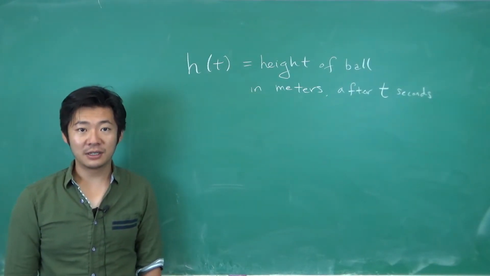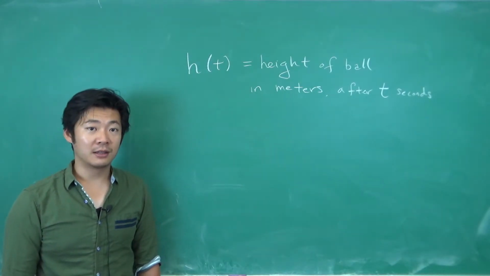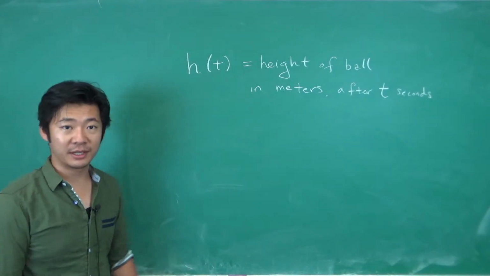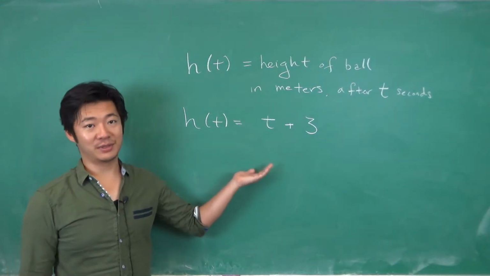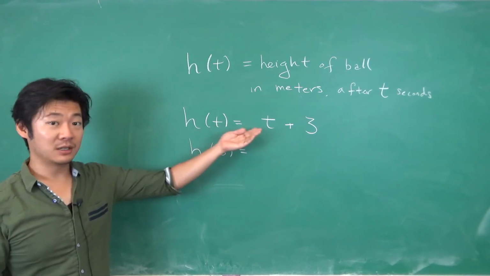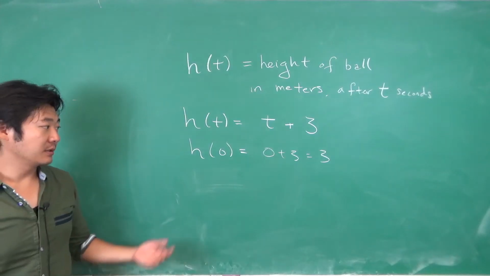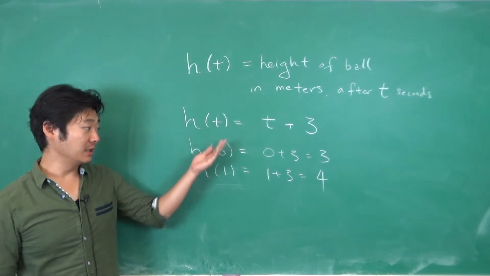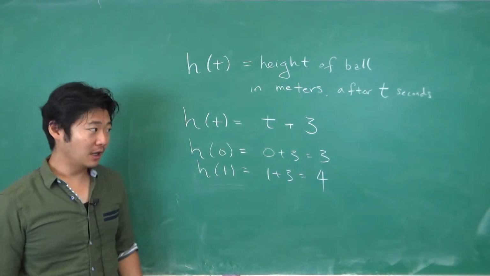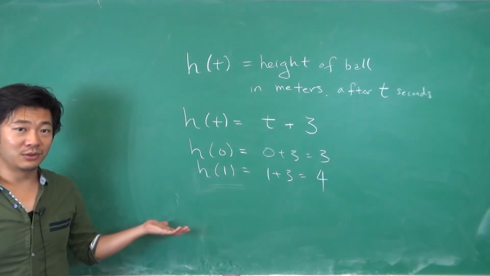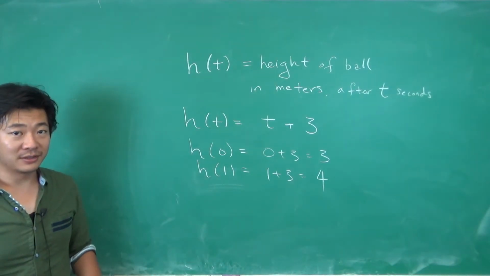So you can describe it algebraically, so maybe something like h of t equals t plus 3, so that h of 0, you replace t with 0, so the value will be 3, or h of 1, you replace the t with a 1, so you get 4, and you can replace this with any other number. Another way to represent this function is by its graph.